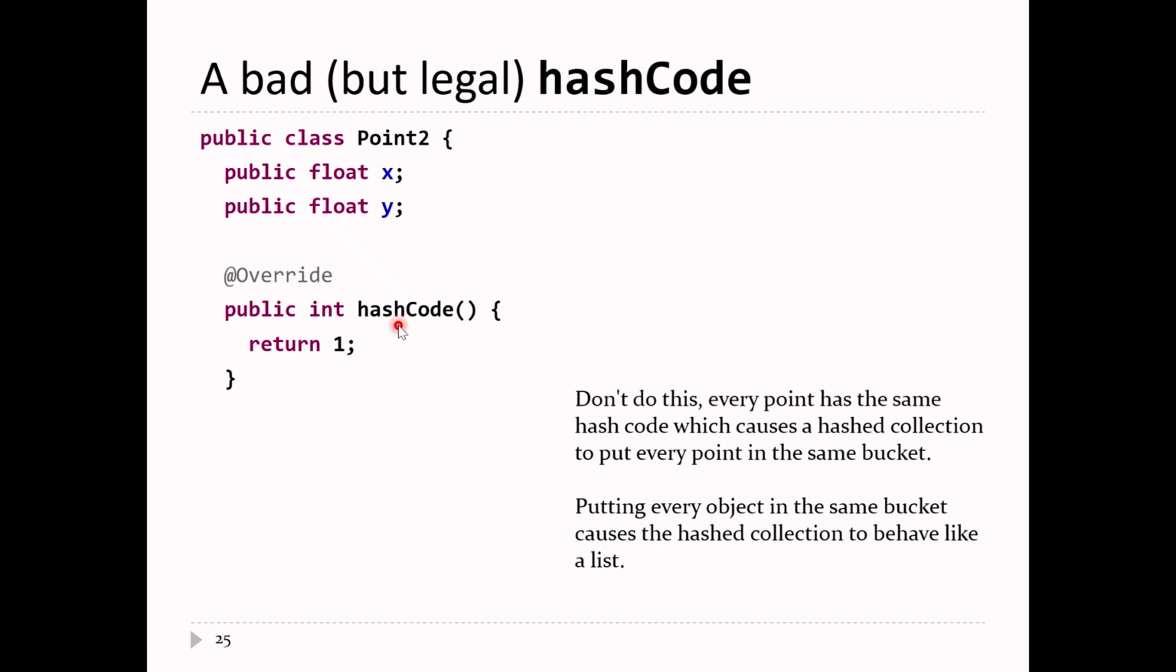So we can override hashCode. It always looks like public, its access modifier is always public. It always returns an int. Its name is always hashCode. All that's required is that this return an int. So given a Point2 object, you can just return 1 every time. If you do this, the performance of your hash sets and hash maps becomes very bad. This puts every Point2 object into the same bucket. Your hash table is effectively a list. So don't do that.